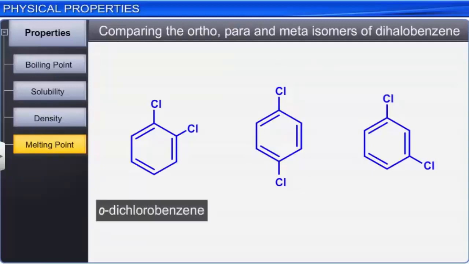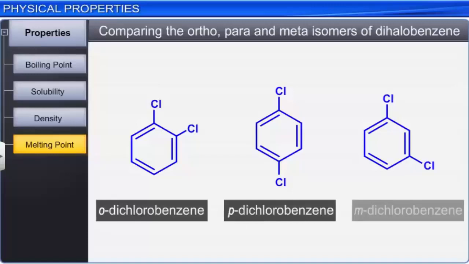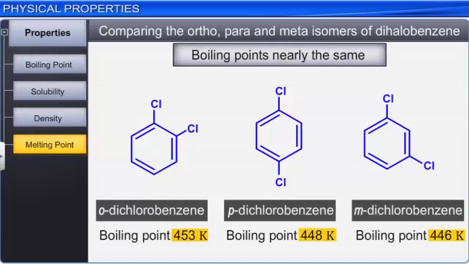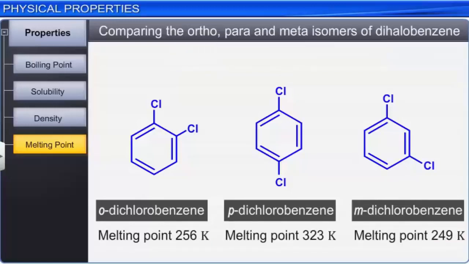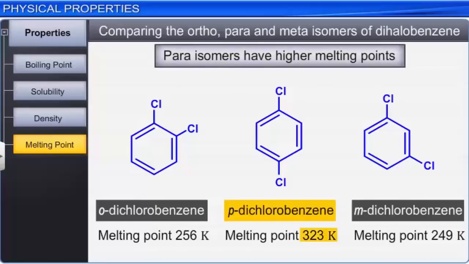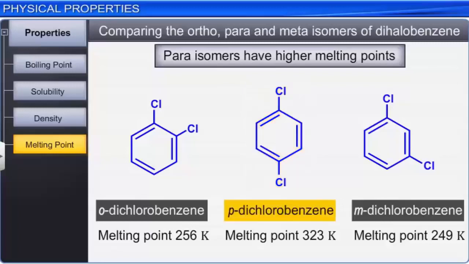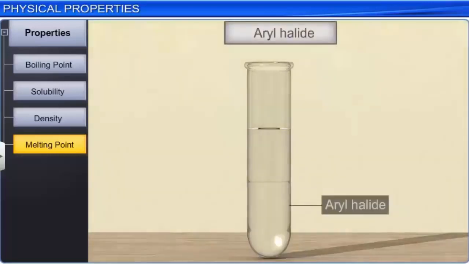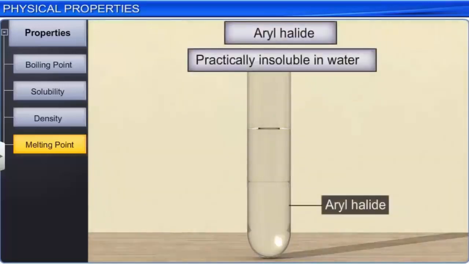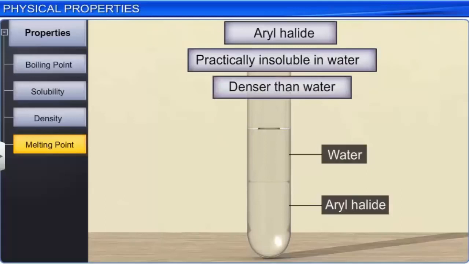If we compare the ortho, para, and meta-isomers of dichlorobenzene, we see that their boiling points are nearly the same. However, the para-isomers have higher melting points. The greater symmetry of the para-isomers fits better into the crystal lattice, making the para-isomers melt at relatively high temperatures. Aryl halides are practically insoluble in water and are denser than water.